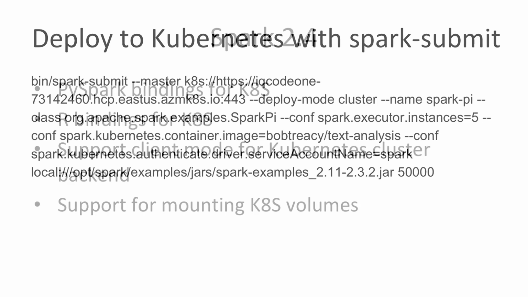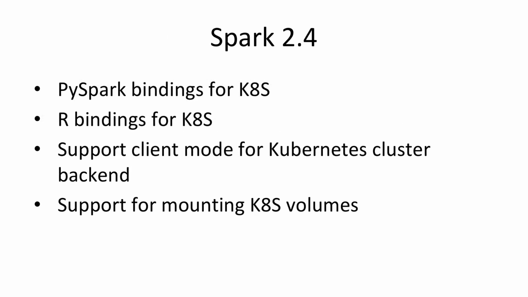So Spark 2.4. When 2.3 came out, as I said, it did not have the Python support. That's been added. R bindings have been added, so now you can run this with Kubernetes. You could always run Spark with Python and R, but not on the Kubernetes cluster manager. When it came out, you could only run the driver in cluster mode, so running in the Kubernetes cluster. Now it runs in client mode as well, and it also brought support for mounting Kubernetes volumes.